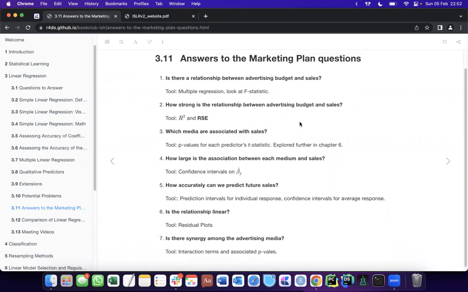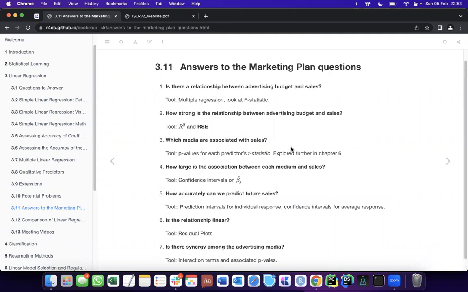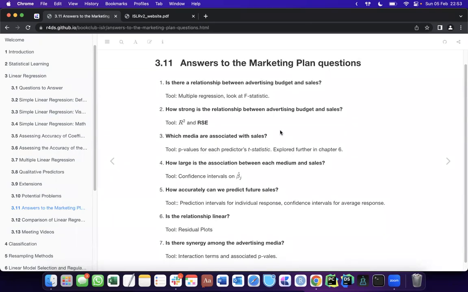Super. So let us have a look. So basically, we are circling back to the beginning of this chapter when we were looking at our advertising data set. And we were asking all of those questions about relationships, associations, predictions of future sales, and things like that. So if we're asking the first thing, is there a relationship between our advertising budget and our sales? Remember, our advertising budget consists of those three different media, I can't remember, TV, radio, something else. And if we want to find out, is there a relationship, we're going to look at a multiple regression.